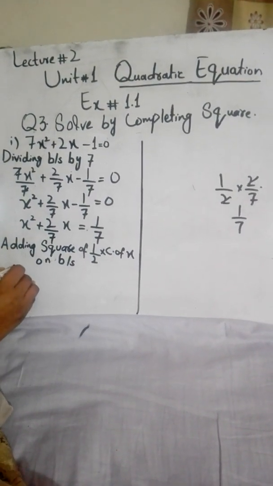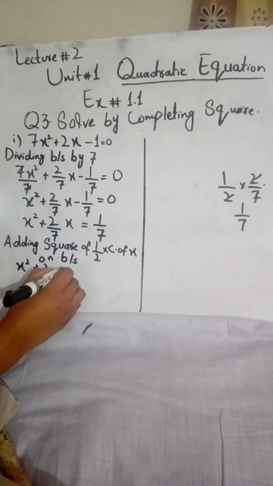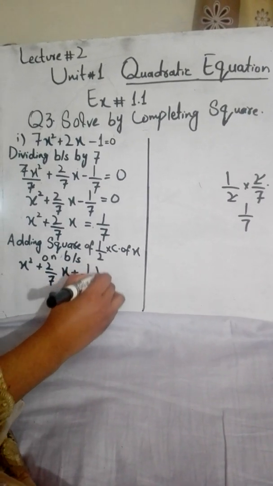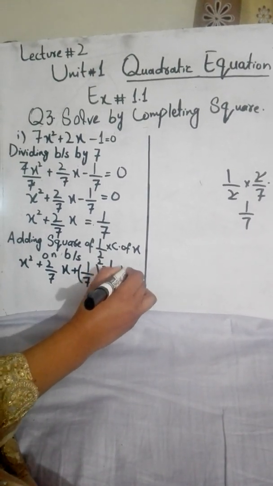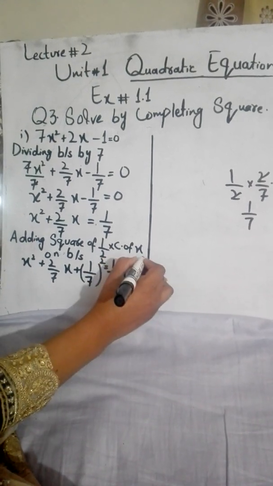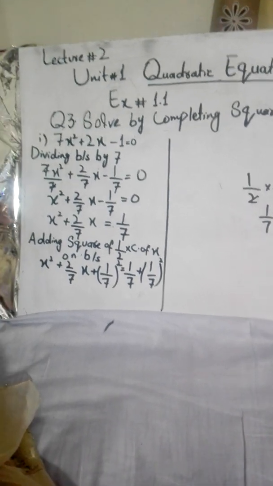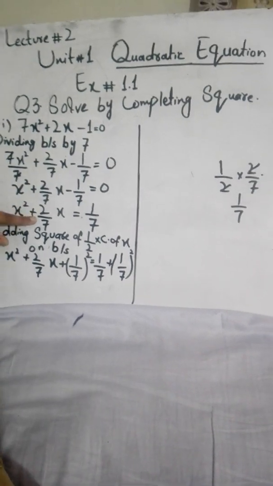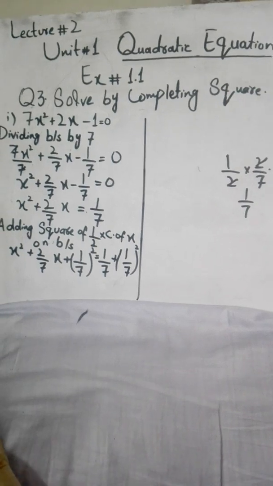Then the equation will be x square plus 2 by 7x plus 1 by 7 whole square is equal to 1 by 7 plus 1 by 7 whole square. This is the third step. I am going to repeat it. Third step is adding the square of 1 by 2 multiply coefficient of x on both sides of the equation.